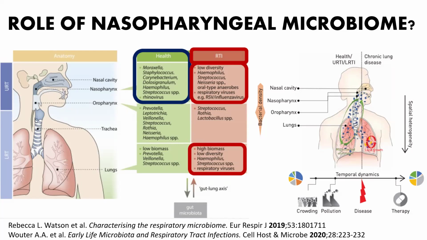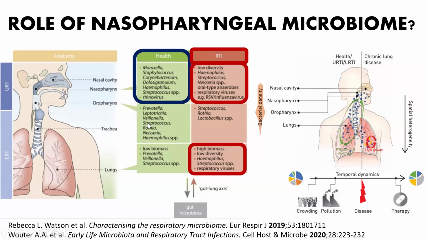getting pneumonia and lung conditions, and factors that may lead to alteration in that microbiome can be things like crowding, pollution, etc. And so, as you can see in the green box here, you have the good, healthy nasopharyngeal microbiome, such as Moraxella, Staphylococcus, etc. And when you have the respiratory tract infection, this is affected, and you have reduced diversity, and you have specific organisms such as Haemophilus, Streptococcus, and Neisseria, and oral type anaerobes proliferating and colonizing, as well as respiratory viruses such as influenza virus and RSV.